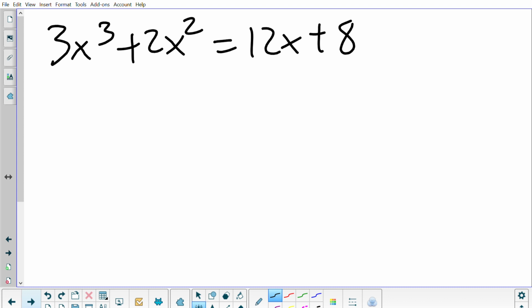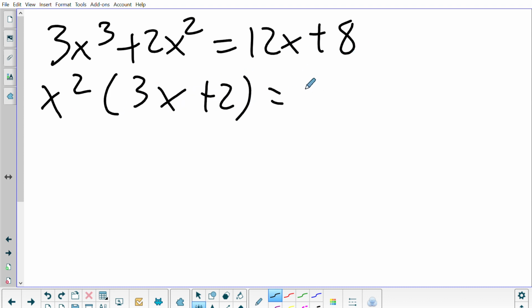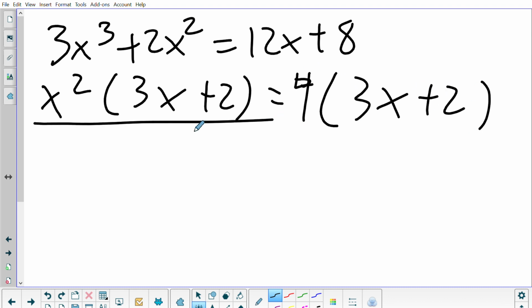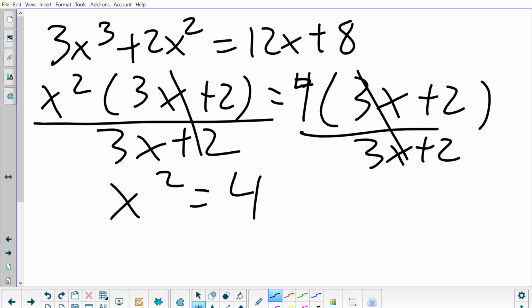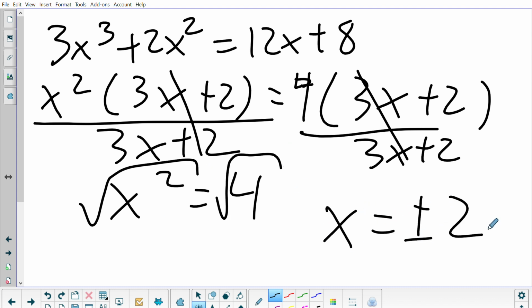Next one I want to do, I'm going to see, can I factor out anything here? I have x squared, and I'm left with 3x plus 2. I'm going to do the same thing on this side, and I'm going to pull out a 4, and I get 3x plus 2. I'm going to divide both sides by 3x plus 2. That's going to cancel, that's going to cancel. I'm left with x squared is equal to 4, and then square root both sides. And I get x is equal to plus or minus 2.